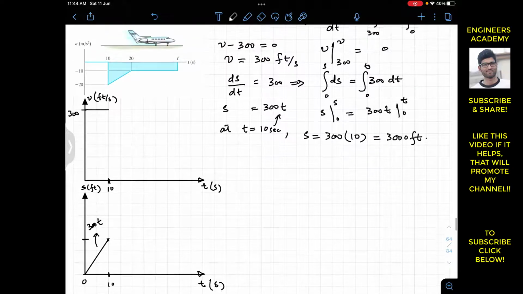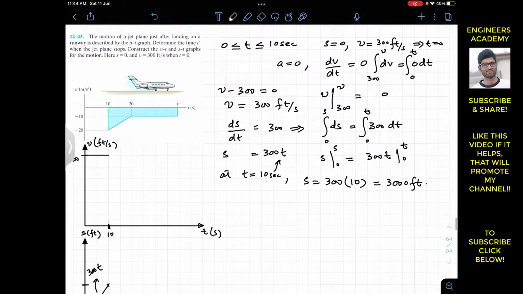Now for the second interval, that is when t is greater than or equal to 10 seconds and less than or equal to 20 seconds. So this is the second interval, and in the second interval the jet plane is actually decelerating.